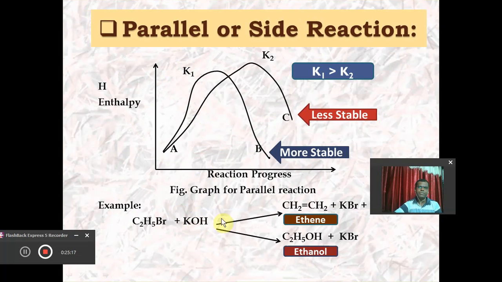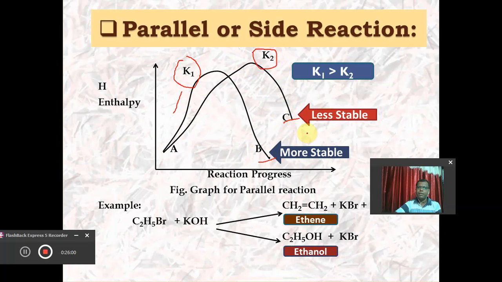This is the graph that indicates the formation of the major and minor product. Initially A is the reactant. This A gets converted into B with the rate constant K1, and A gets converted into another product C by a different path with rate constant K2. If we consider the energy of product C and the energy of product B, the energy of product B is smaller than the energy of product C.